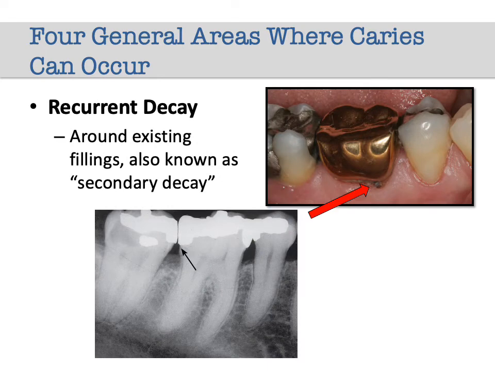Recurrent decay means that decay is happening around an existing filling or an existing restoration. This can also be known as secondary decay. In the top photo, you can see that there's a small cavity starting at the edge of a gold crown. On the x-ray below, you can see that this patient has a few amalgam or silver restorations in their mouth, and there's a small cavity starting underneath one.